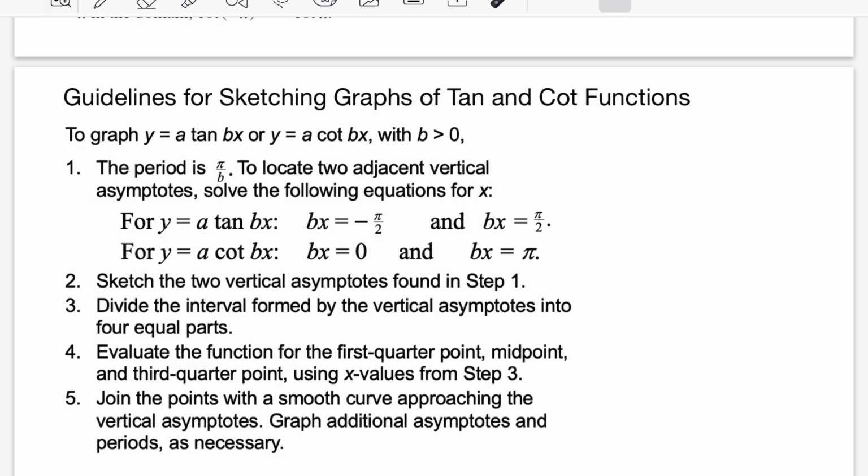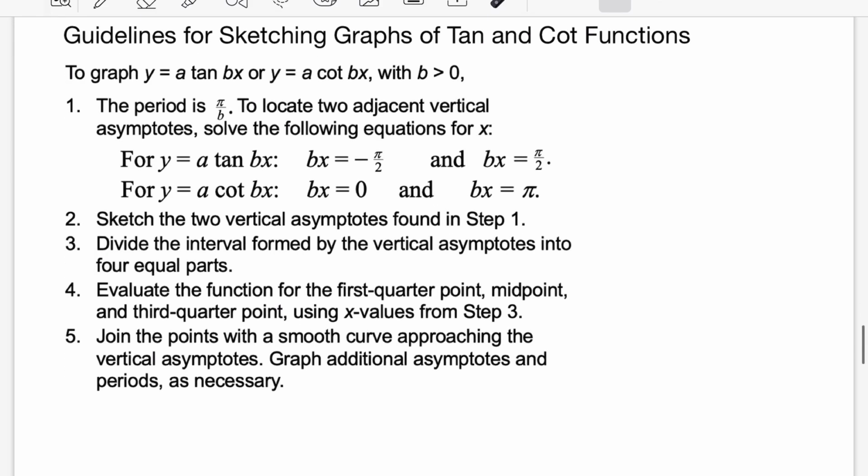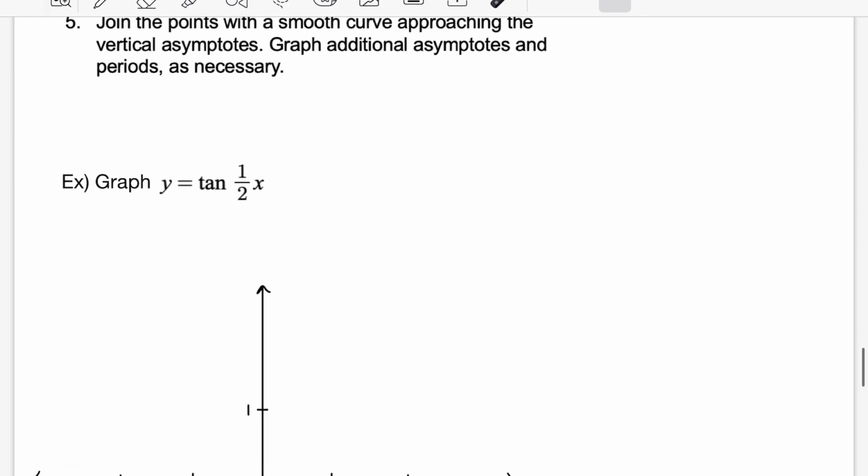Our second step is to sketch the two vertical asymptotes that we just found by doing this here. Then we'll divide the interval formed by these asymptotes into 4 equal parts, and we'll evaluate the function at each of these points that we found in step 3. The last thing we'll do is join the points with a curve approaching the vertical asymptotes. So let's look at an example of this here. We want to graph y equals tangent 1/2 x.